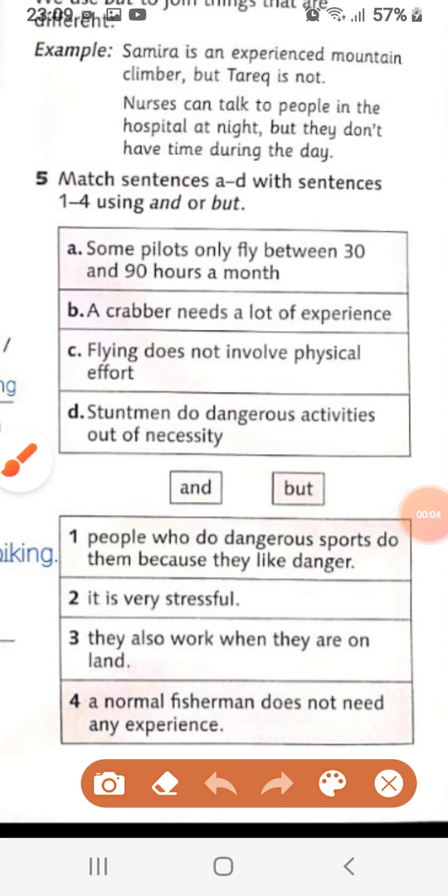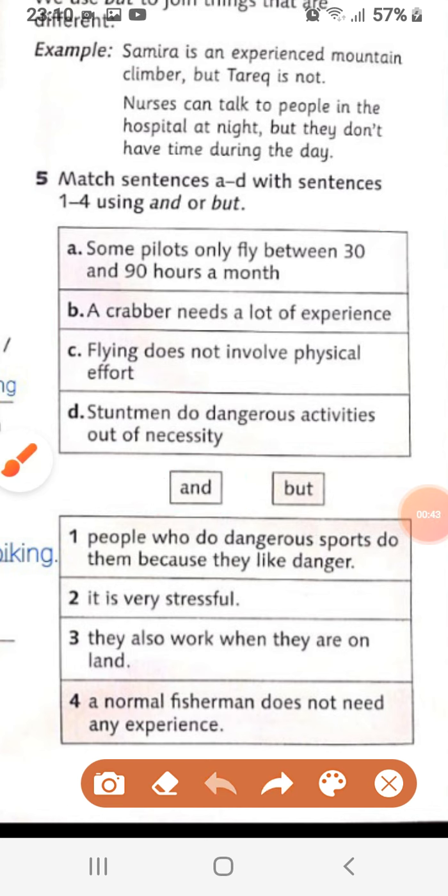Some pilots only fly between 30 and 90 hours a month. بعض الطيارين بيطيروا بين 30 و 90 ساعة بالشهر. And they also work when they are on land. وهم أيضا يعملون لما بيكونوا على الأرض. Okay? So A with number 3 والlinking word between هدول sentences هو and.